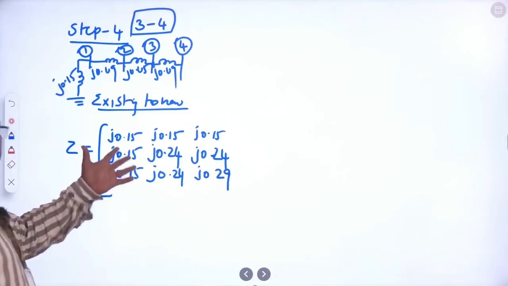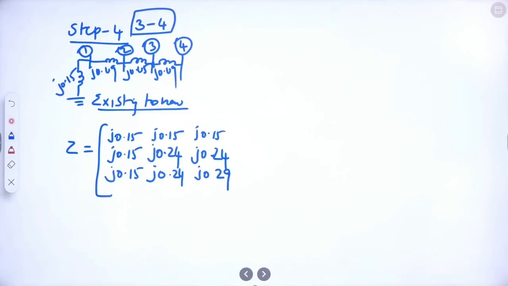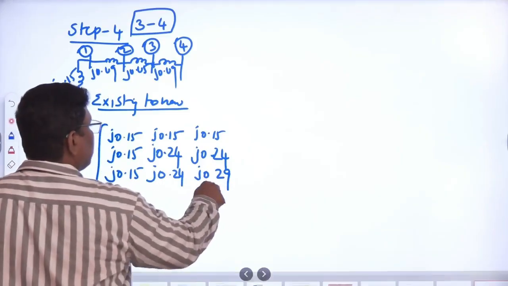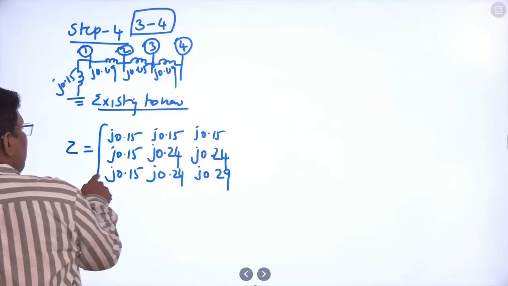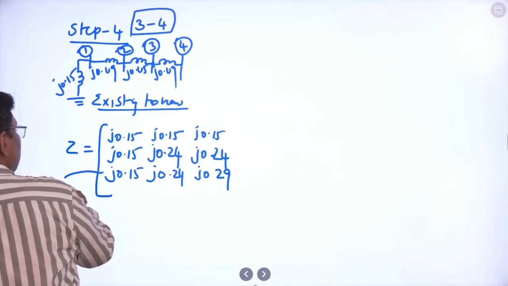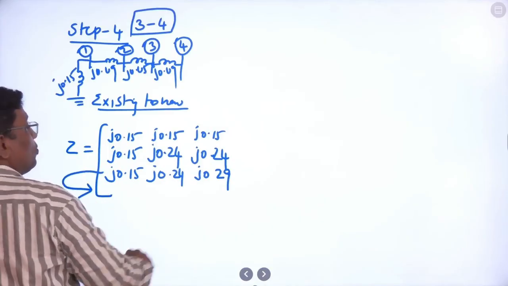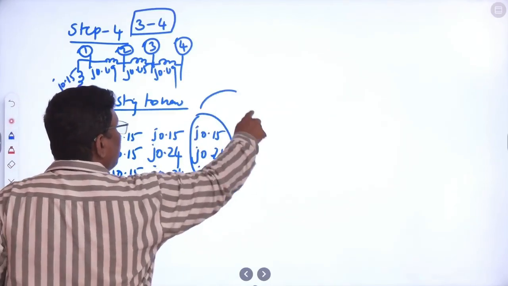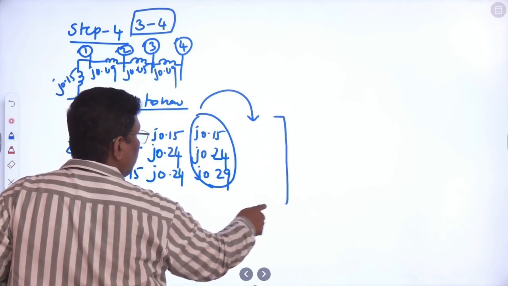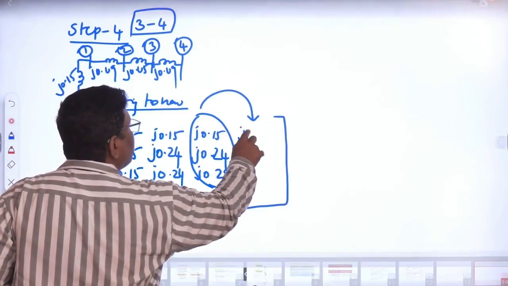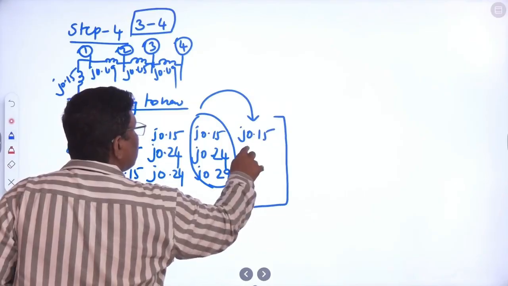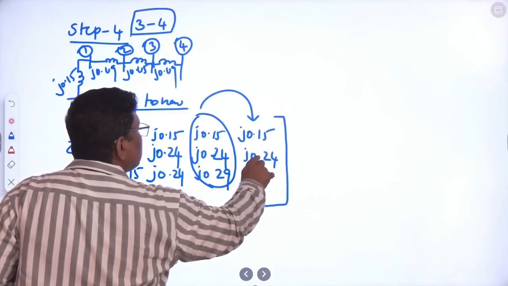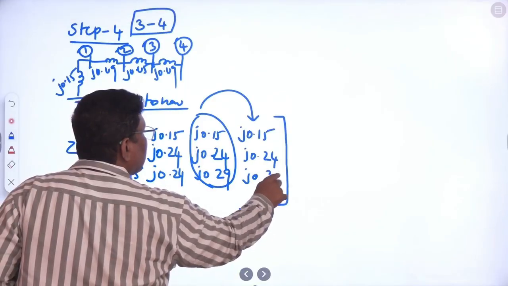So this is the previous result, but in this step the additional row and column is added, that is the fourth row and fourth column. Here the fourth row depends on the third row value, so the third row value is repeated in the fourth row. Similarly, the third column value is repeated in the fourth column also. The same values are repeated here: 0.15, 0.24, 0.29.